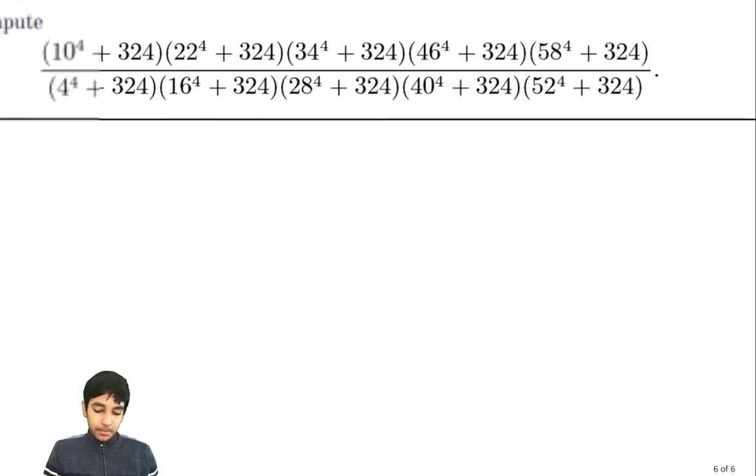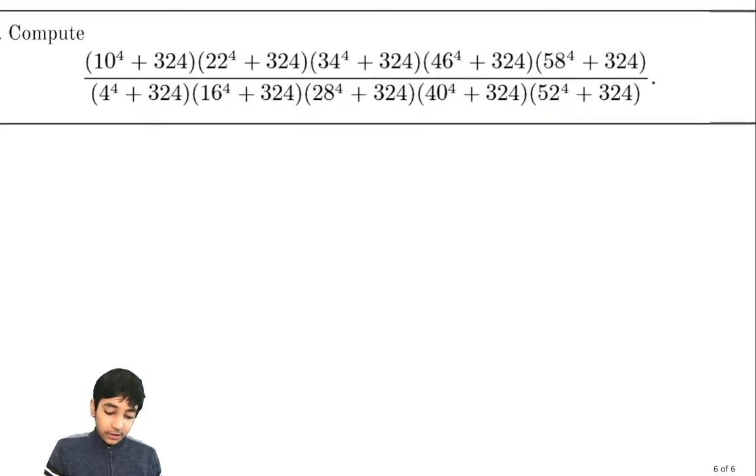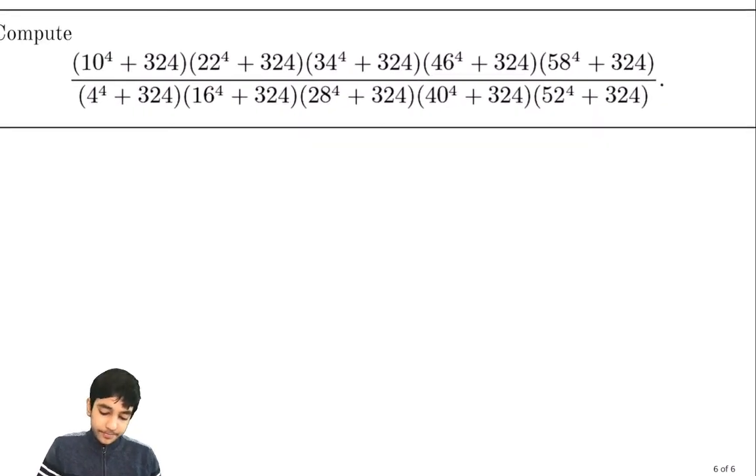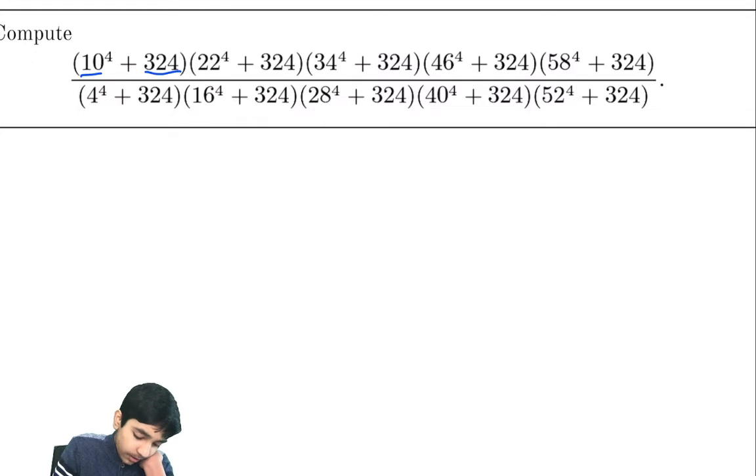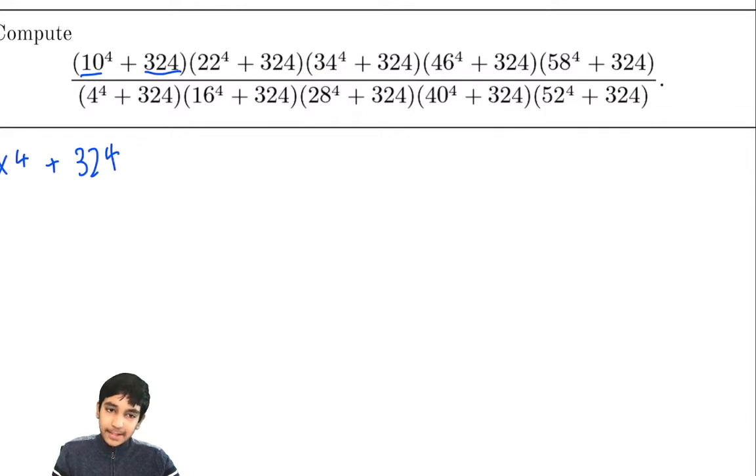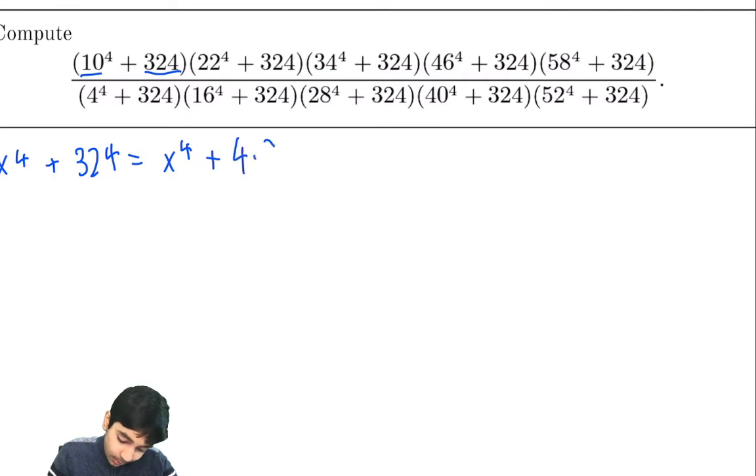So this is the last problem for today, and this actually is a really nice solution. Okay, so we have a bunch of these terms, something to the power of 4 plus 324. So we have a bunch of these x to the 4 plus 324 terms. But something we might see here is that this is equal to x to the 4 plus 4 times 81, or x to the 4 plus 4 times 3 to the 4.